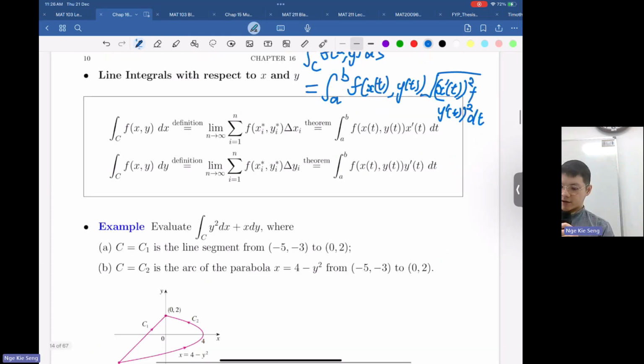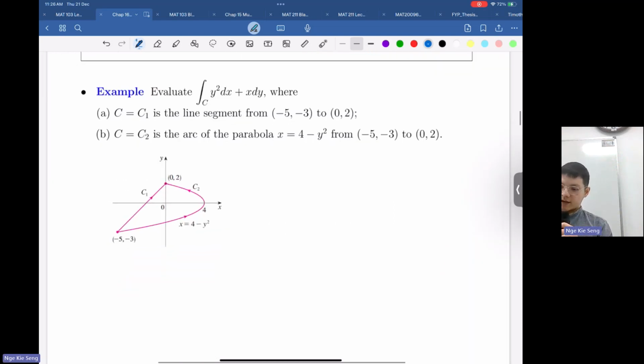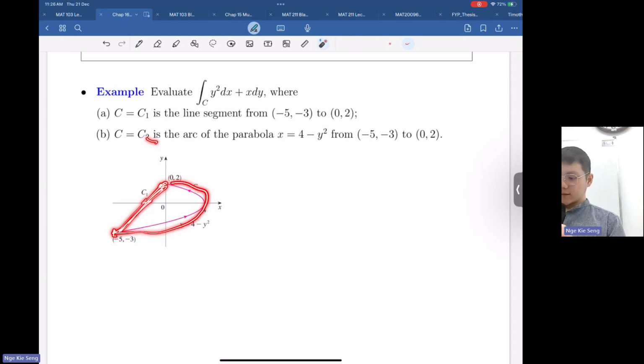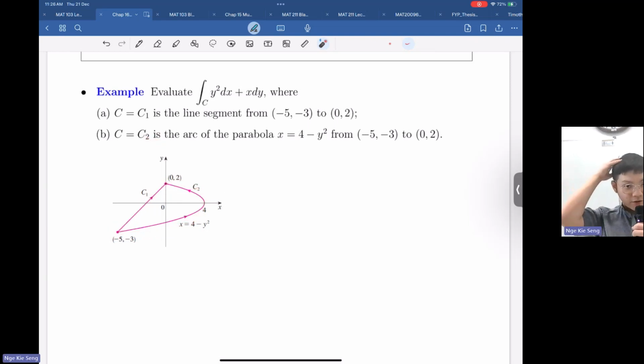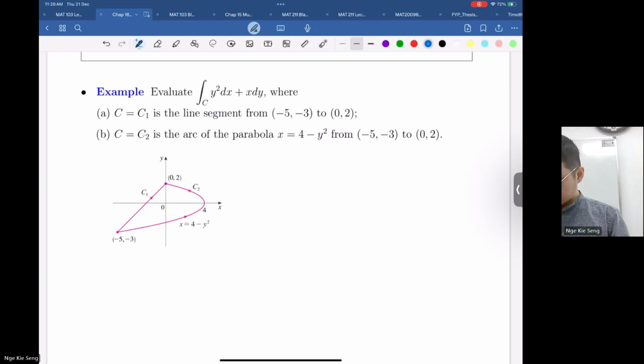Okay, so let's look at this example here. Let's evaluate this integral of y squared dx plus x dy, where C1 is a line segment from (-5, -3) to (0, 2). So this is C1, and then C2 is another arc like this. We need to compute these 2, meaning we want to do the line integral. Let's do one of them first. Let's do C1. It just says that this is a line segment.